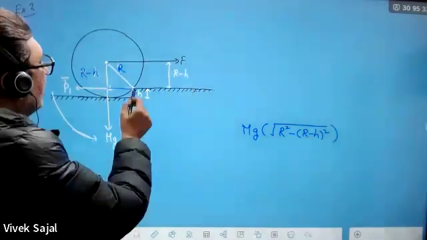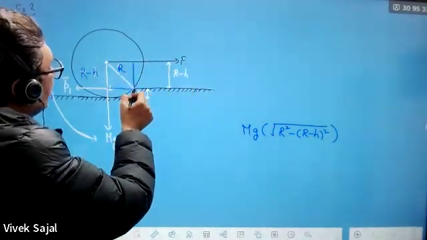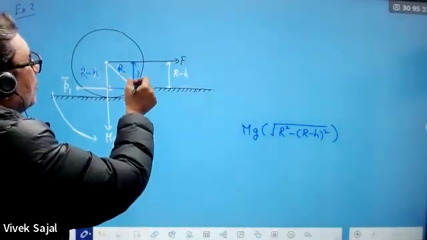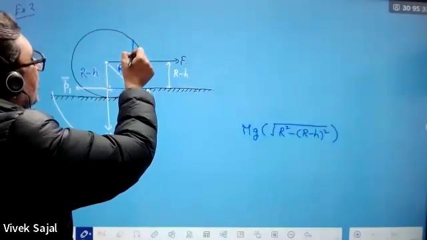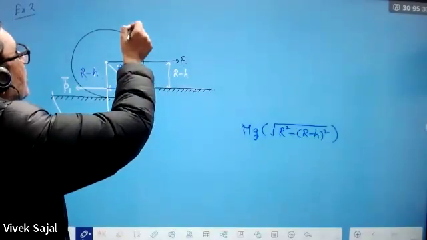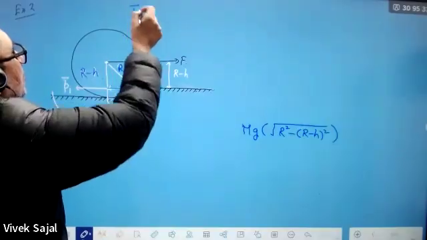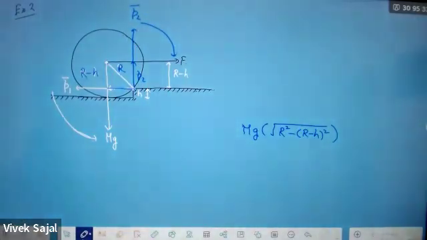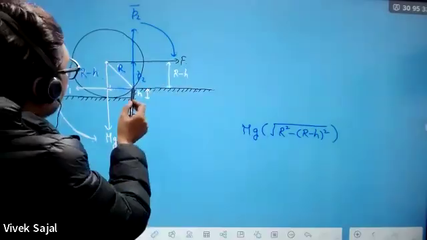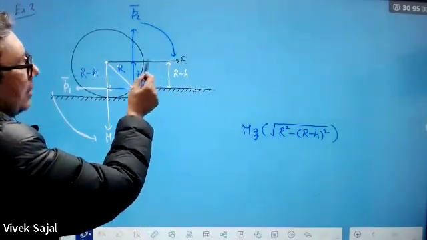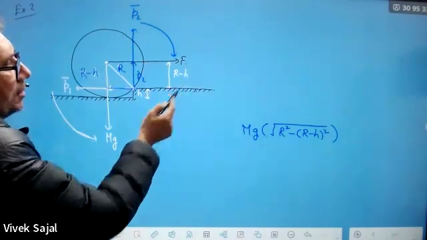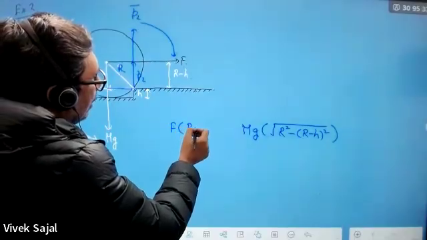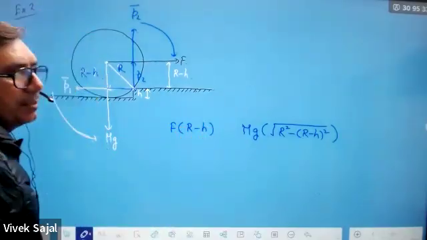Next will be this force F. Draw a perpendicular from here to here. So this will be P2. In which direction will it rotate? It will rotate this sphere in this direction. And what will be the torque here that is created by F? That will be F into this distance, and this distance is r minus h. So the torque created by this will be F into (r minus h) for rotation of this sphere.